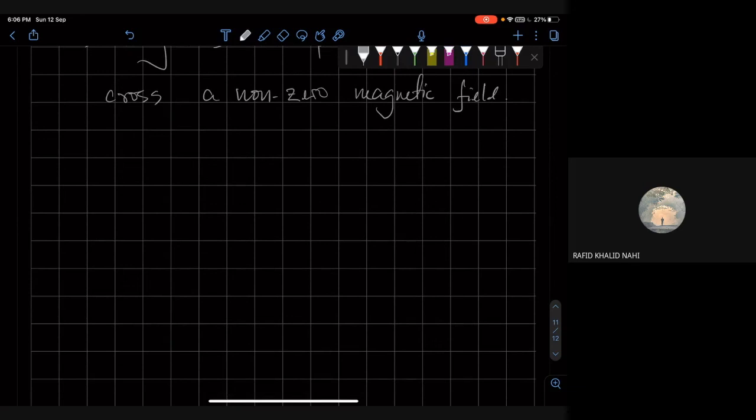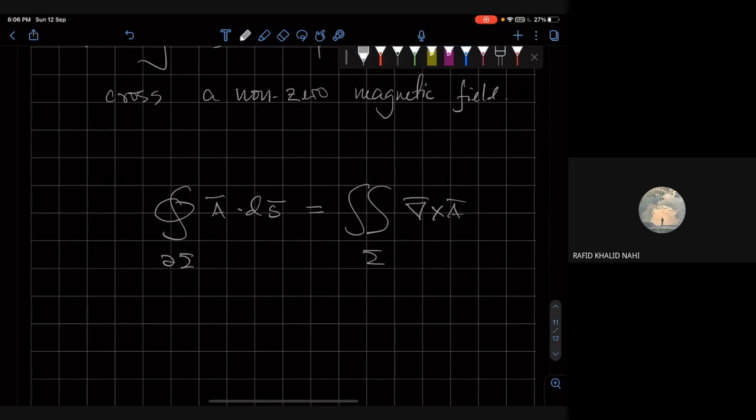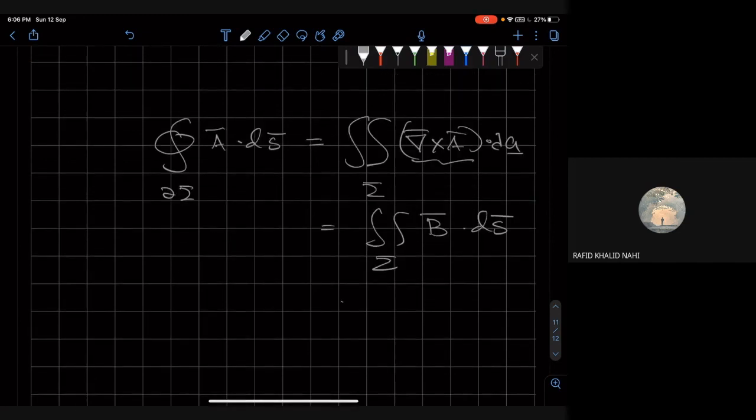So if we have, say, a closed path, so if I look at the integral of A dot ds, then by Stokes' theorem, this is the boundary of some region. By Stokes' theorem, this will be equal to the surface integral over the region of the curl of A dotted with dA, but this is nothing but the magnetic field B. And now, if the magnetic field is 0, then this is 0.